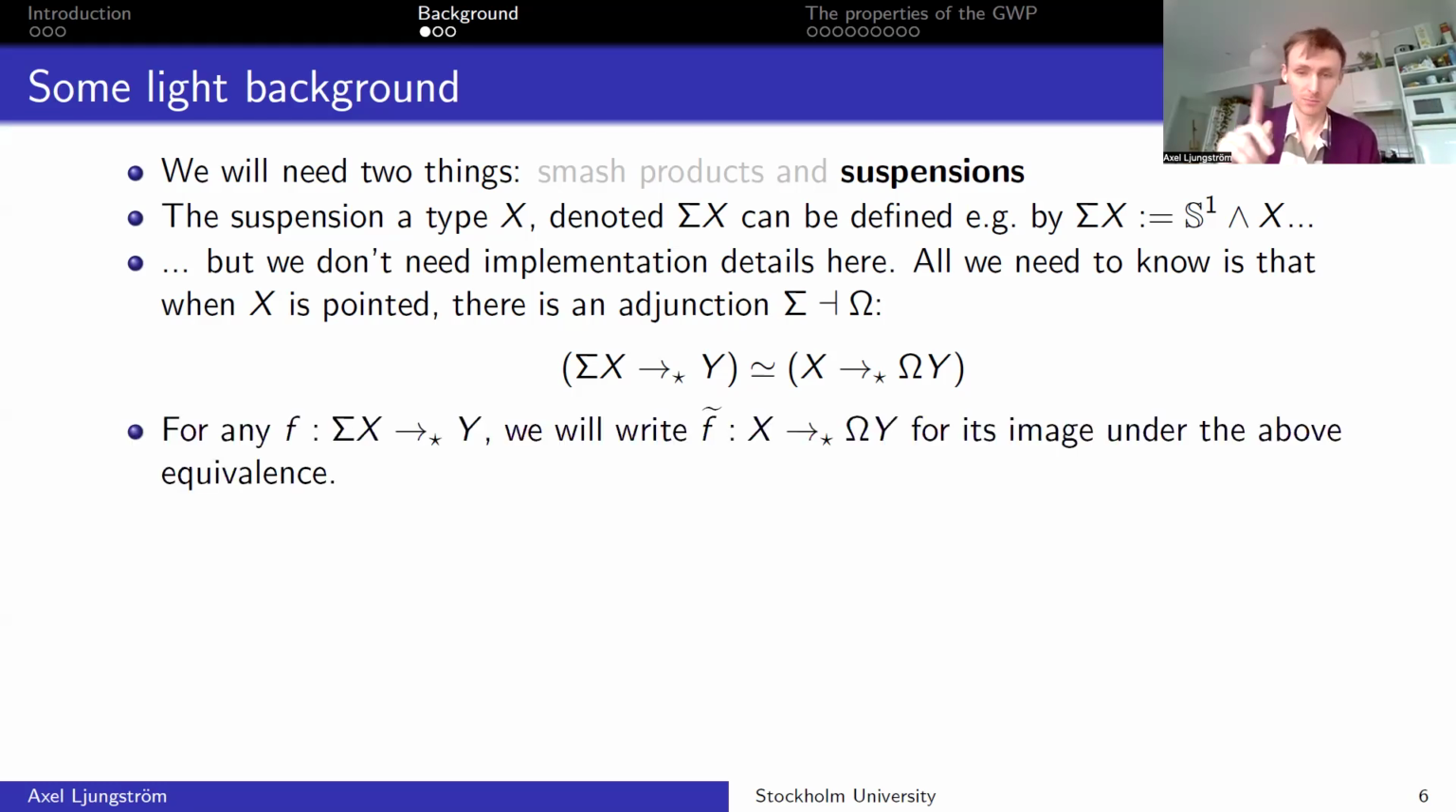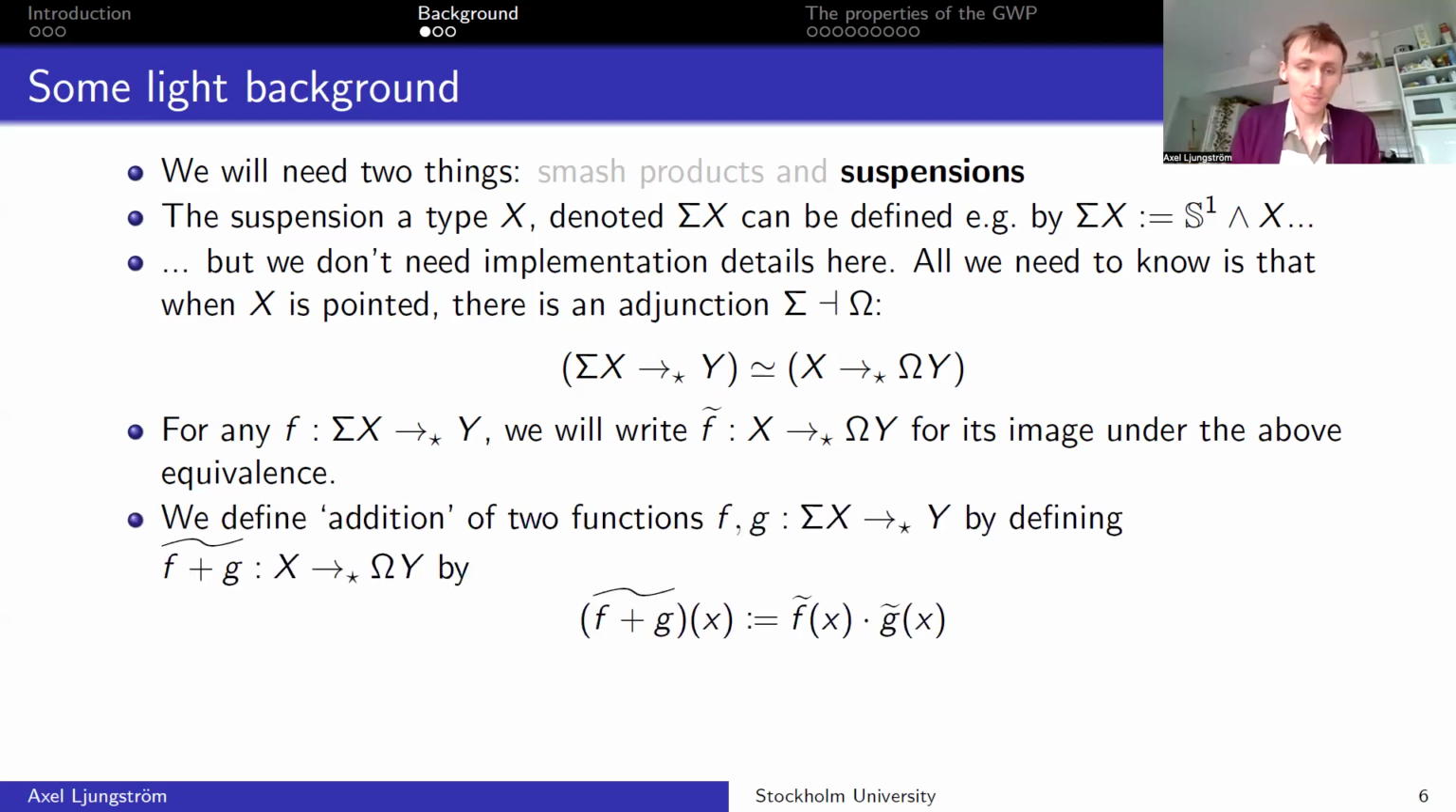So yeah, remember it. Whenever I want to define a map f from the suspension of x into y, I'm just going to define it as a map from x into omega y instead, and I'll denote this associated map by f tilde.